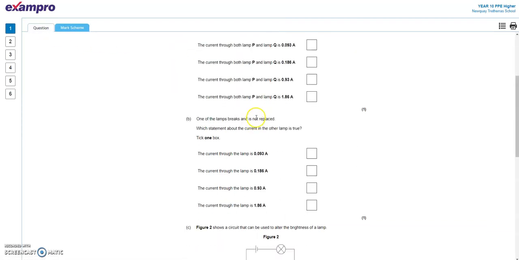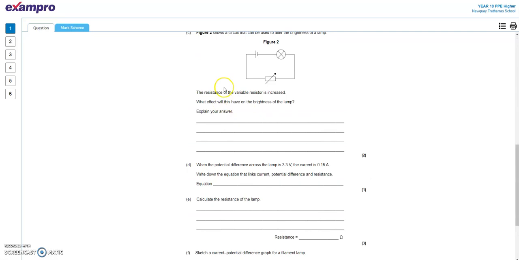The rest of the question is pretty straightforward. You've got to make sure that you describe and then explain. So you need to say, what happens when this resistance increases? The current will drop. If the current goes down, the brightness will decrease. You've got a higher resistance, the current drops, the brightness will decrease.